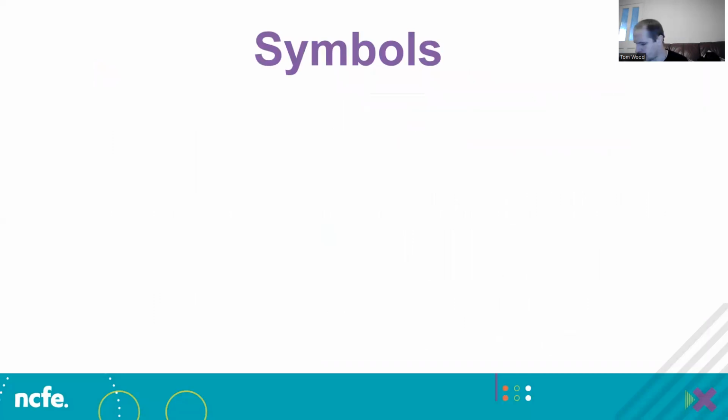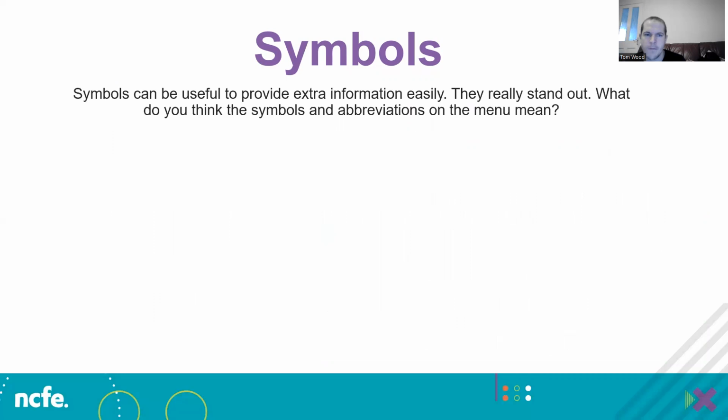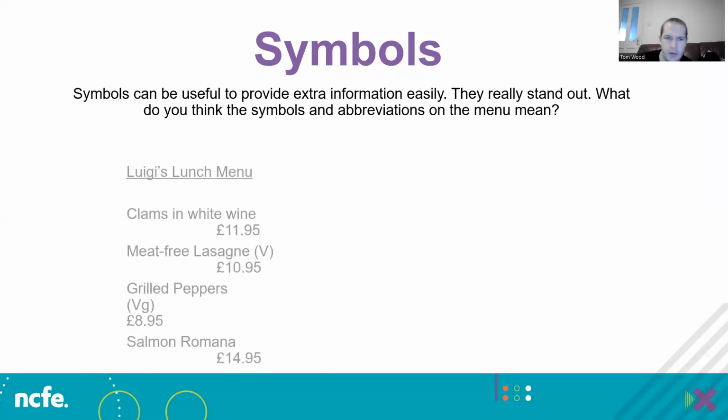Moving on then, we have our symbols. Symbols can be used to provide extra information quite quickly and very easily. They stand out, and we do see them in a lot of places. It tends to be to give information quickly and easily without having to repeat the same information over and over again.